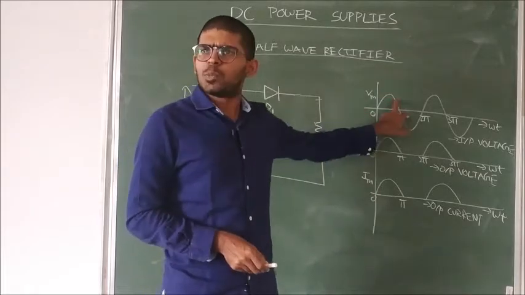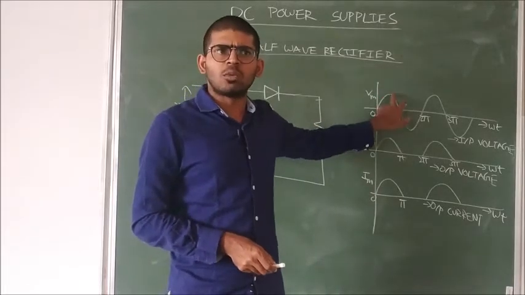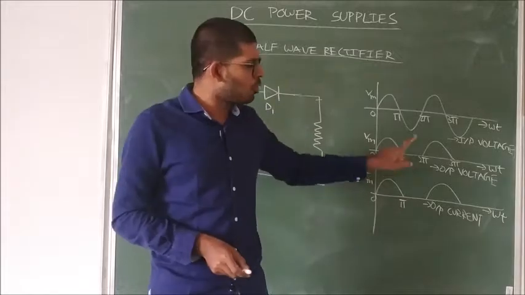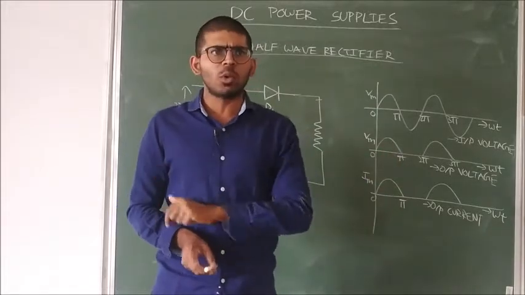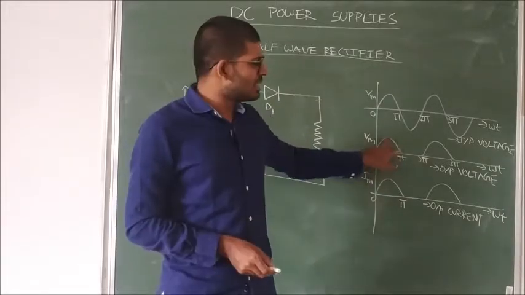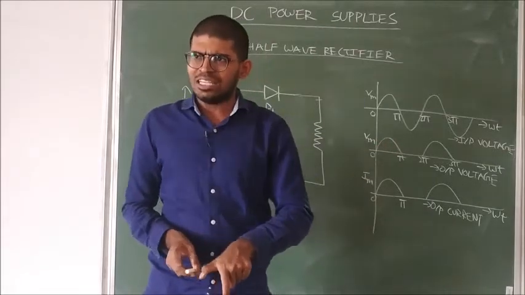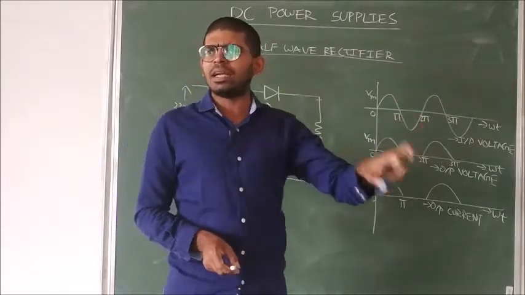Because in the original input waveform, you can observe positive voltages and negative voltages. But in the output waveform, only positive voltages are observed. And this is not pure DC. So this is called a pulsating DC.